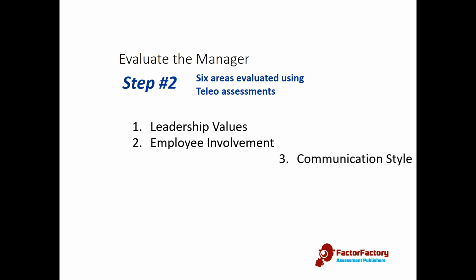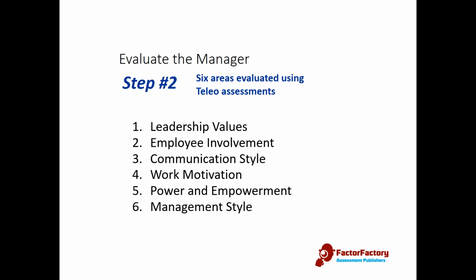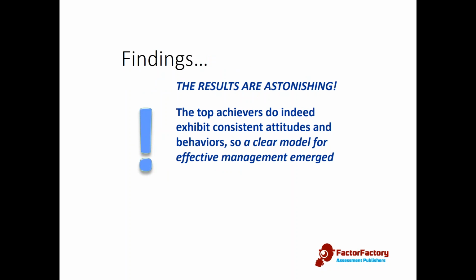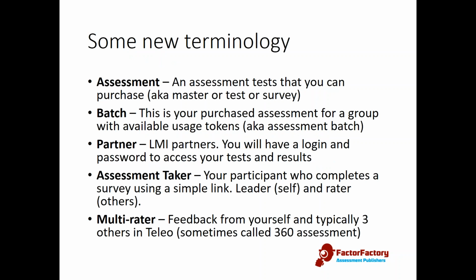And as we go through this, the assessments that we'll look at today and that were part of the study involve values, employee involvement, communication, work motivation, power and empowerment, and management style. And as you saw last time, the top achievers did indeed exhibit unique attitudes and behaviors that were identified in the study. The reason this is important is this demonstrated that there is a model of high-achieving management that can be measured and used, and we have that model.